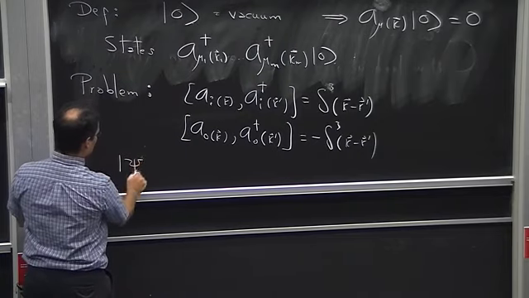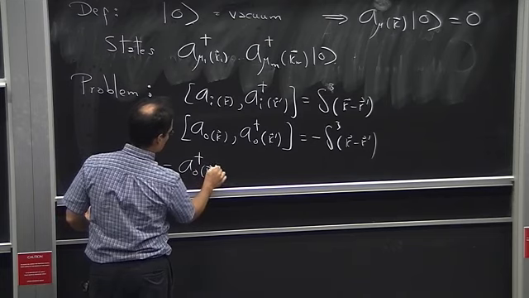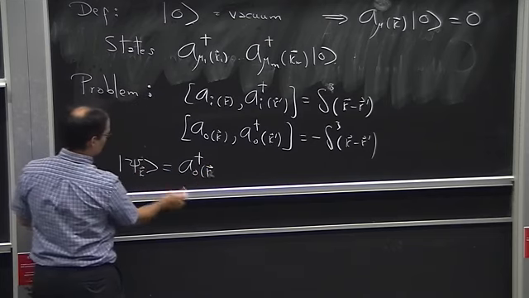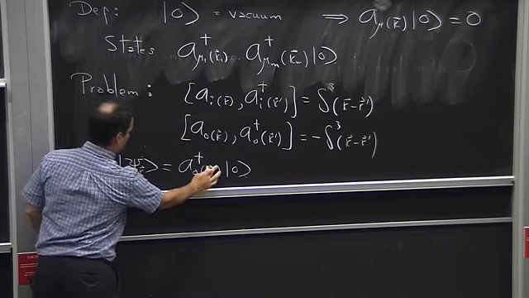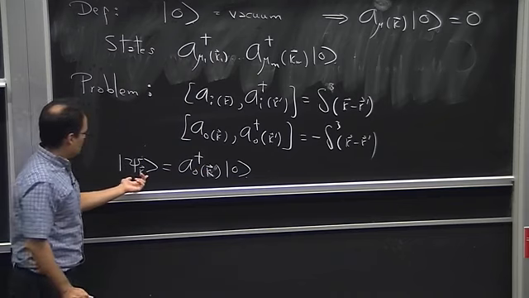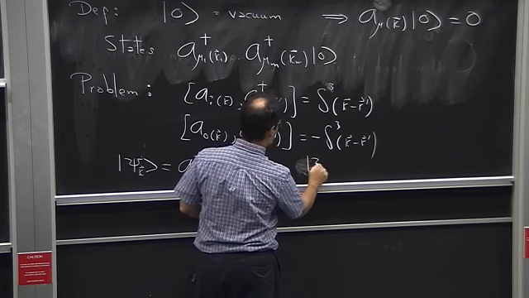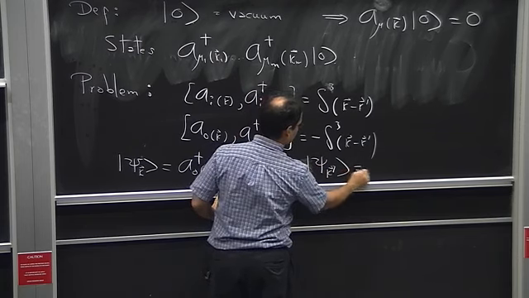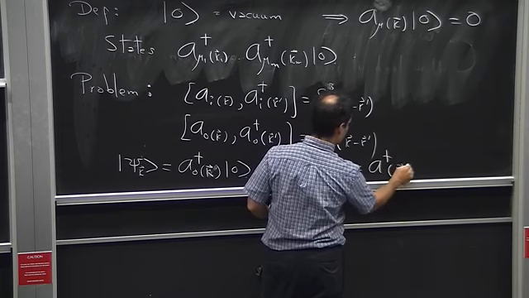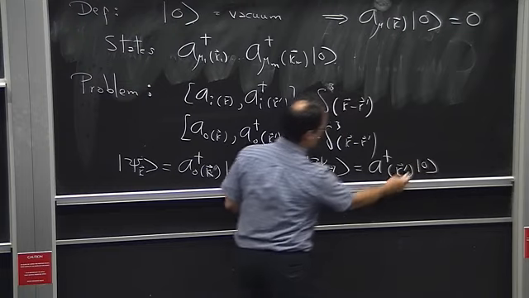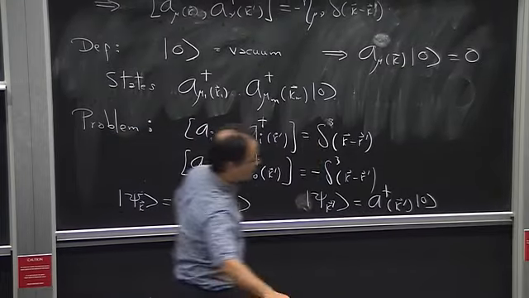So create a state by using your creation operator. Okay, let's call this k. Create another one, k prime, using the same creation operator. Okay, but different momentum, k prime. Now compute the norm of these two. Let's see, where do we do that? We can do it here.